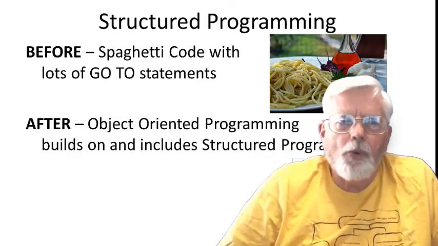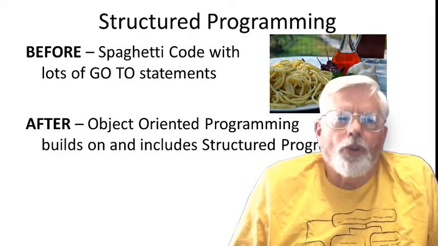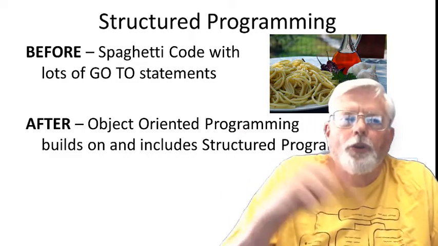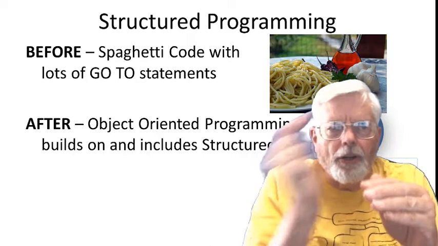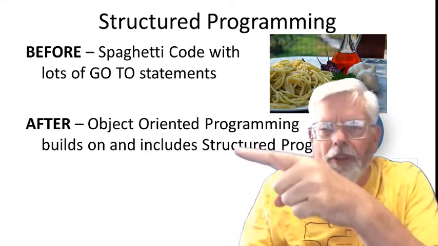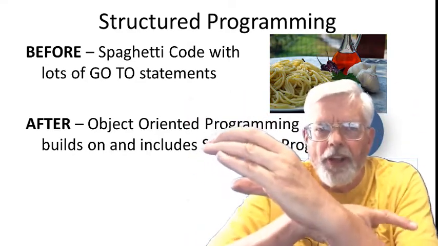Before we had structured programming, code was also called spaghetti code because we had go-to statements. Go here, go do something, go over there, do some more code, go over there. Then we went there a little bit more, and go back over there.